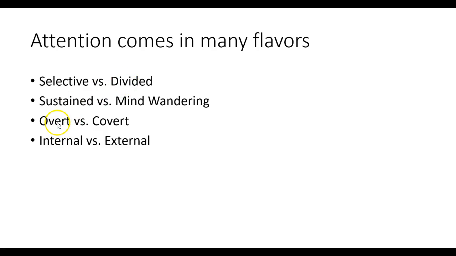Overt attention is when we are obviously focused on something. I'm focused on where my eyes are or where my ear is. But we can also kind of be looking somewhere else but paying attention to something that we're not directly looking at. That's covert attention. And we can focus on things that are inside us, outside us, and we can focus on where we want to put our thoughts versus where the world around us directs our thoughts.